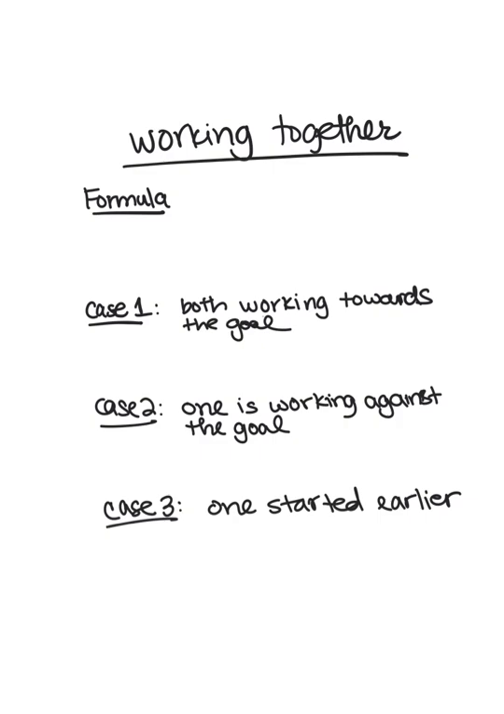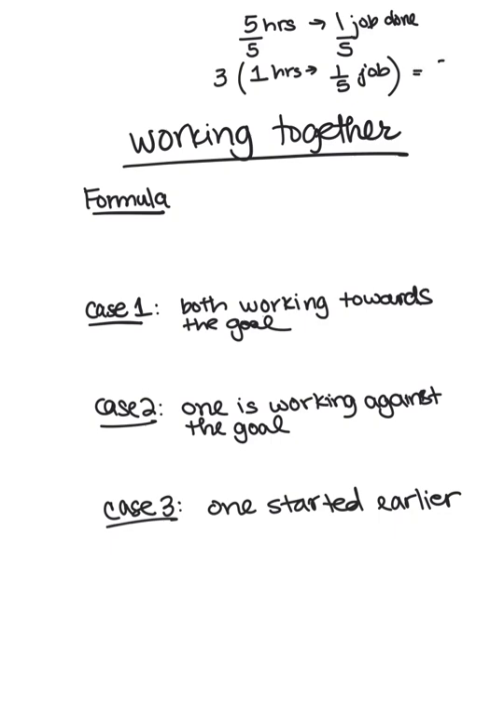So for working together, here's what I would like you to think about. Let's say that it takes you 5 hours to get one job done. Well, then if in 1 hour, if I divided both sides by 5, in 1 hour I would get 1/5 of the job done. And so then let's say I want 3 hours. Well, I could multiply both sides by 3 hours. And you could see that I would end up getting in 3 hours 3/5 of the job done.